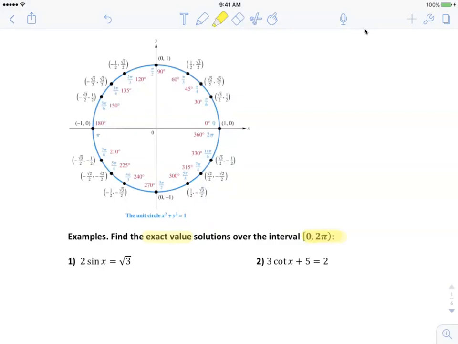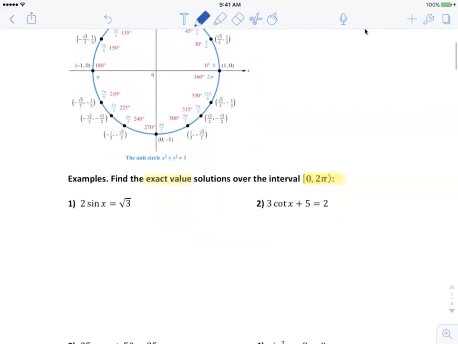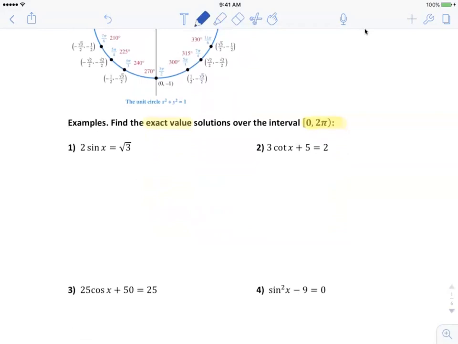Okay, so the first thing you're going to want to do on these is, if it's not already done, solve for the variable, which is the trig function, right? So you want to solve for sine x, which is pretty easy to do. Just going to divide both sides by 2. Just use your regular equation solving techniques, right?